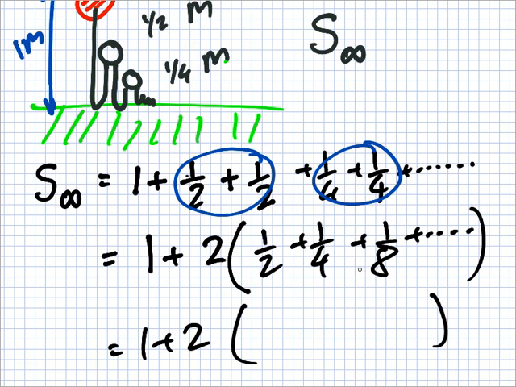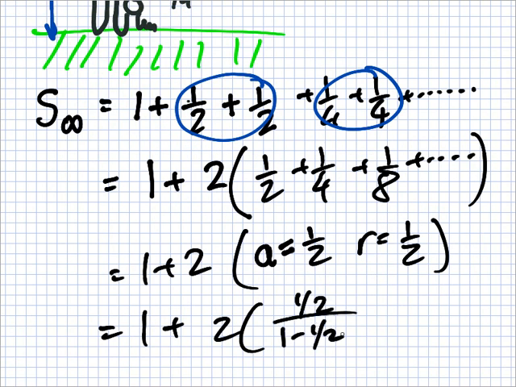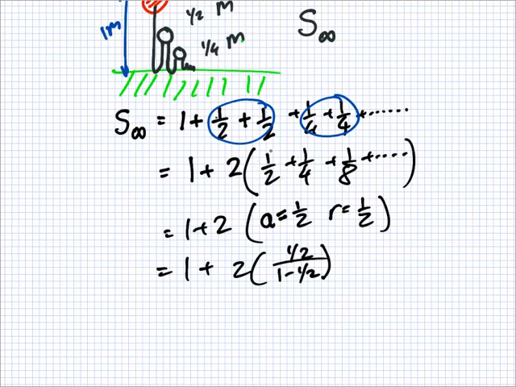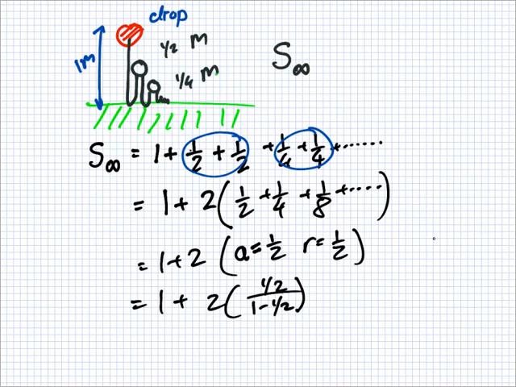This is geometric. What's the A in this geometric? 1 over 2. And what's the R? 1 over 2. Then 1 plus 2, a half over 1 minus a half. How is A 1 plus 2? This is the first term. Guys, it's not that hard. You just need to focus here. The first term's a half there. So that cancels that. So it's 1 plus 2, isn't it? So the total distance travelled is 3 meters.